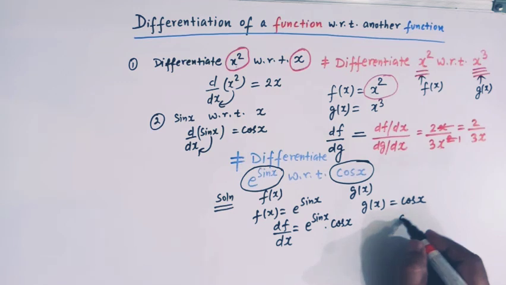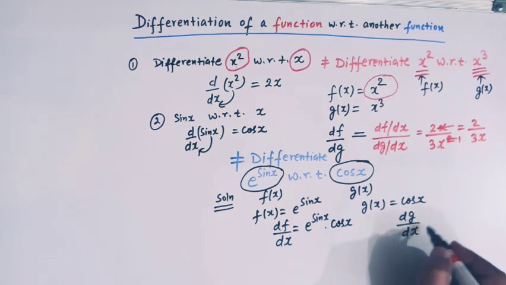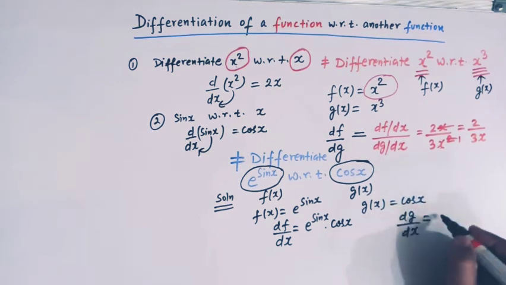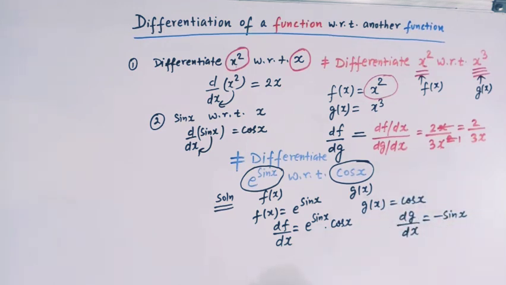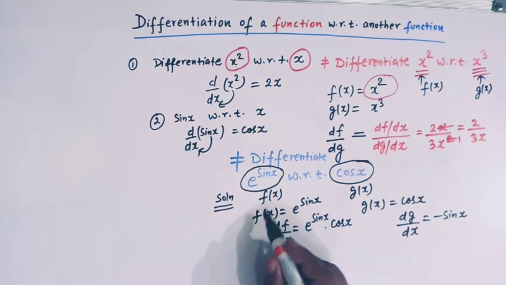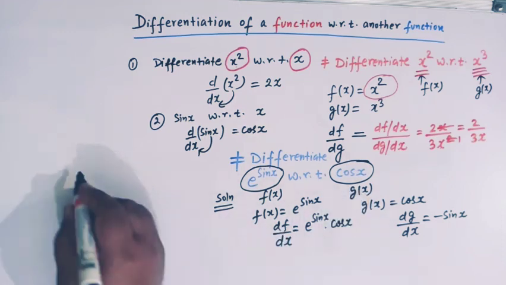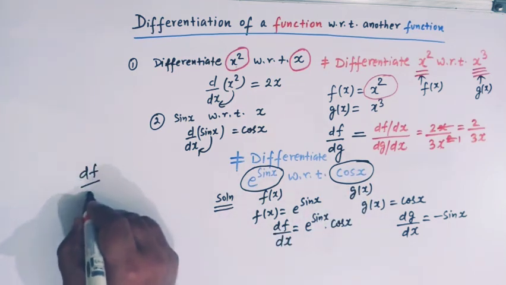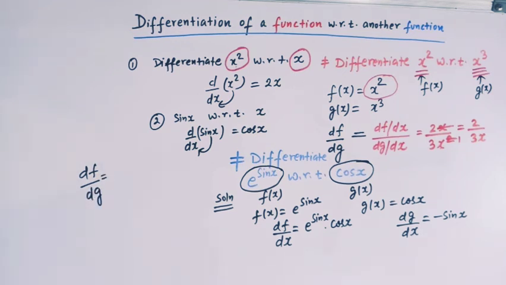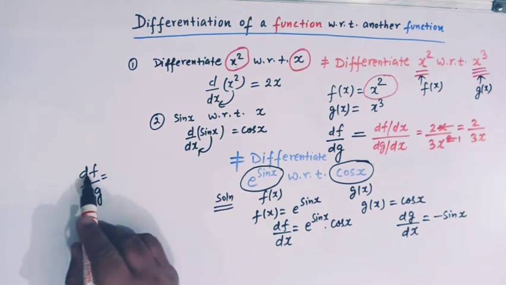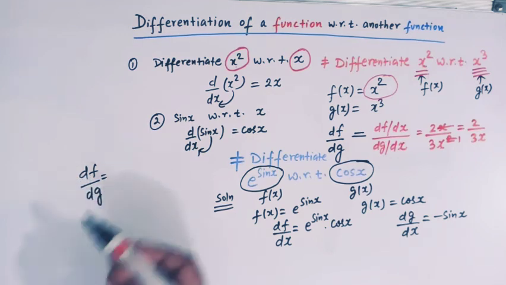And here we have to find dg over dx, right? So dg over dx is minus sine x, because the derivative of cos x is minus sine x. So now we have to differentiate this function with respect to this function. So it means we have to differentiate f with respect to g. So it means df over dg is to be calculated.